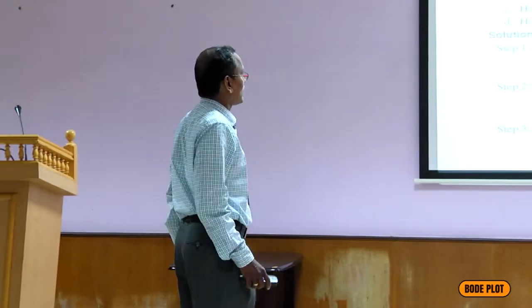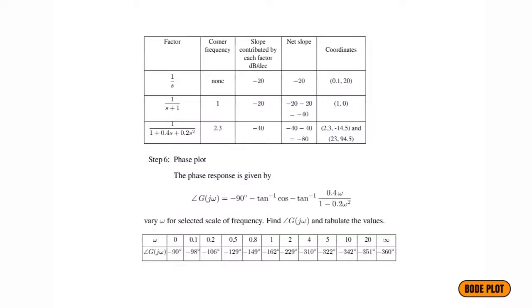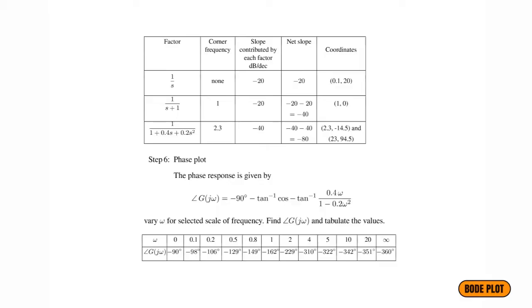Converting this into the sinusoidal transfer function. The third step is finding the corner frequencies and factors. 1 by s is one factor, 1 by s plus 1 is another factor. Here the corner frequency is 1 for s plus 1. For 1 plus 0.4 s plus 0.2 s square, tau square equal to 0.2, so the square root of 0.2 gives 2.3, which is higher. That's why we are writing this in ascending order of corner frequencies.